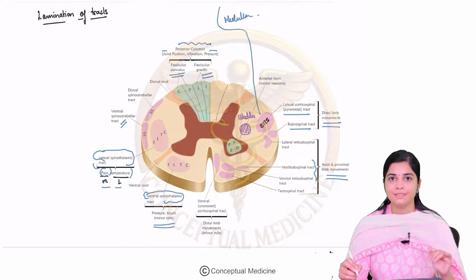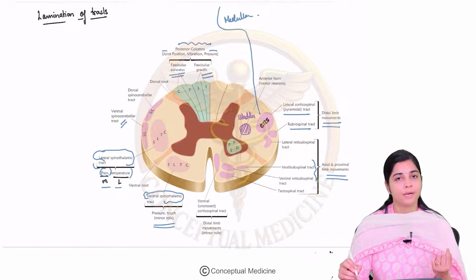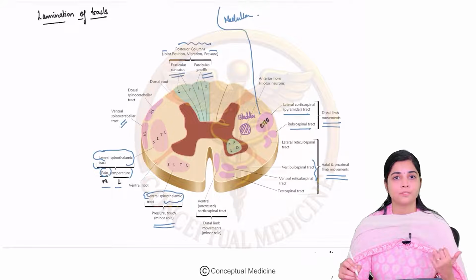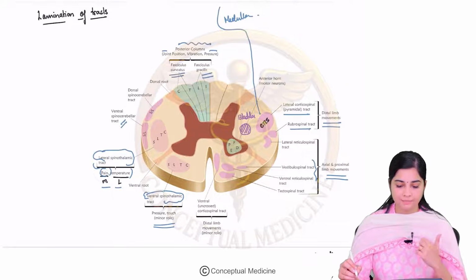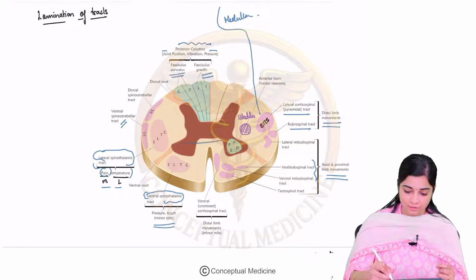Okay, so this is a descending tract. Your ascending tracts are your spinothalamic tracts: the lateral spinothalamic tract, which carries pain and temperature from the body, and your anterior spinothalamic tract, which carries crude touch and pressure sensations. The vibration and proprioception sensations are carried by the posterior column. And remember, the lateral corticospinal tract carries the crossed fibers.